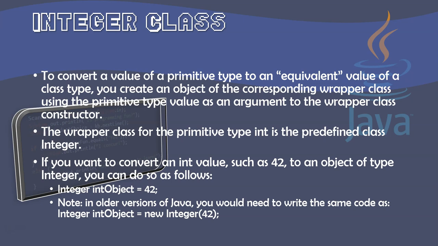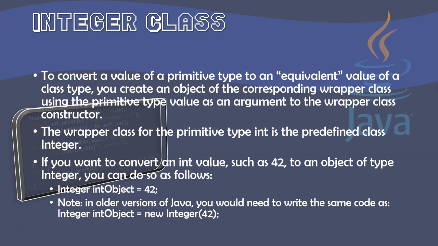Now, of course, I could also set it to a variable. Let's say I had a variable called num, and that was an int variable. I could say Integer intObject = num, and it would point to that value. Now, one thing to keep in mind here, and we're not going to have to worry about this because we're using newer versions of Java, but in older versions of Java, this is something you might encounter if you're looking at a little more legacy code.